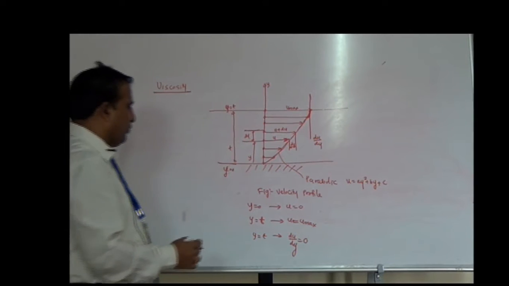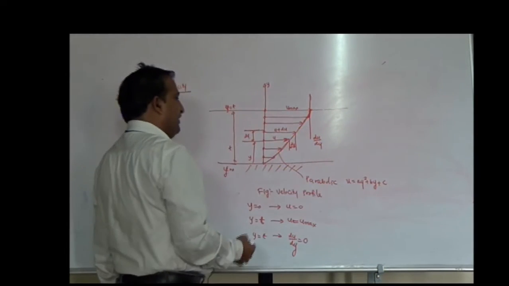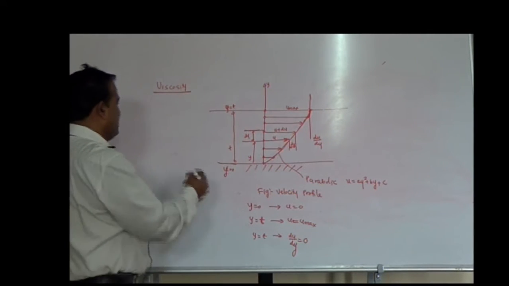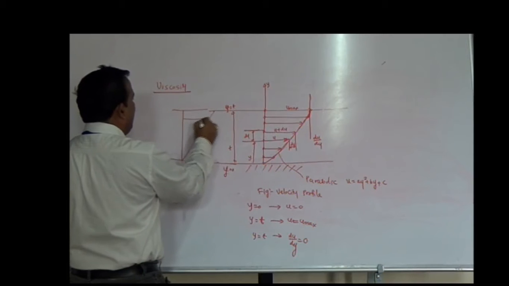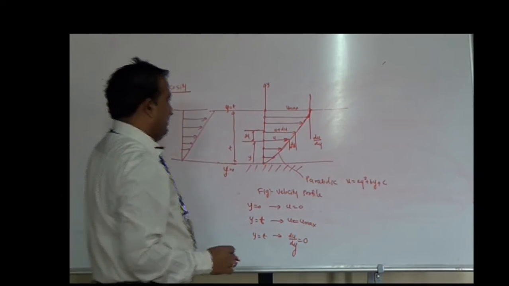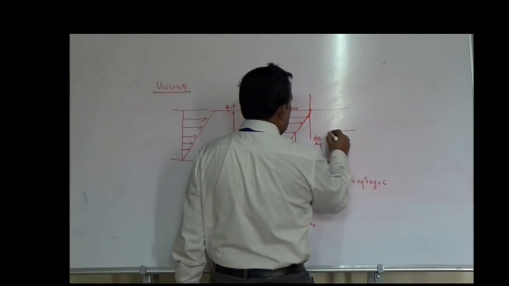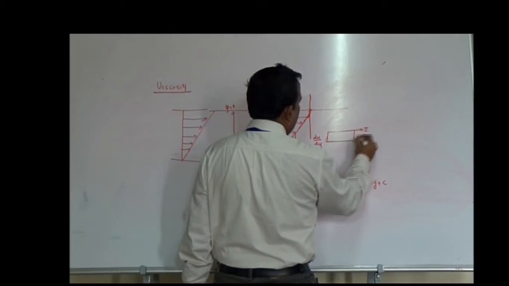By using three boundary conditions, we can find the values of a, b, c, then we will get the profile. Sometimes you will get a linear profile also. When the velocity is low, you will get a linear velocity profile. And here if I take a small element, then a shear stress will develop.